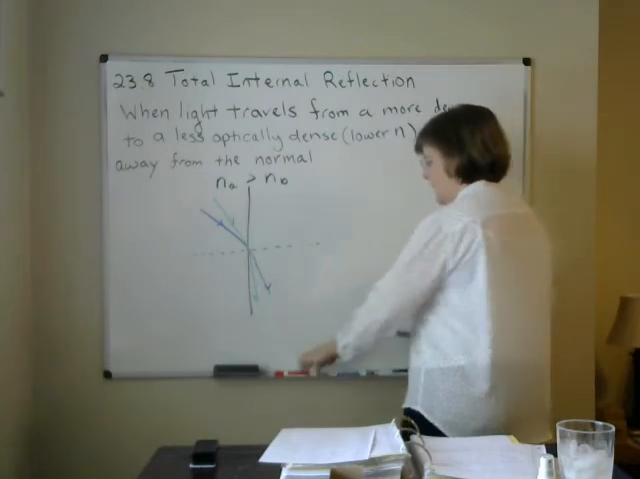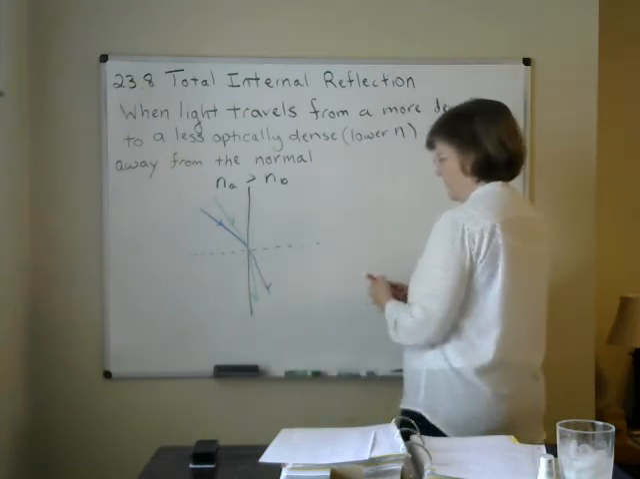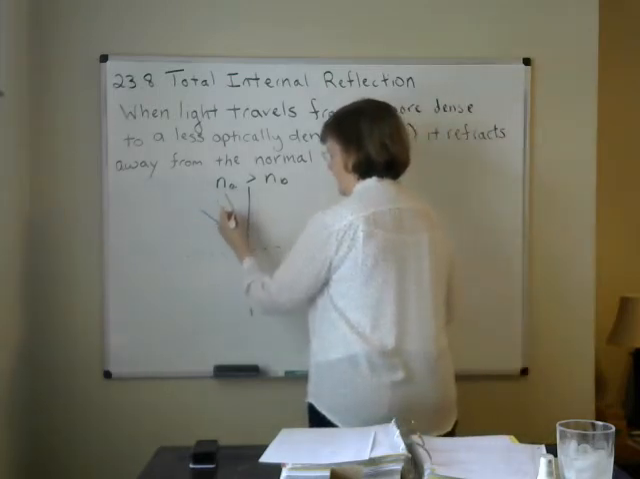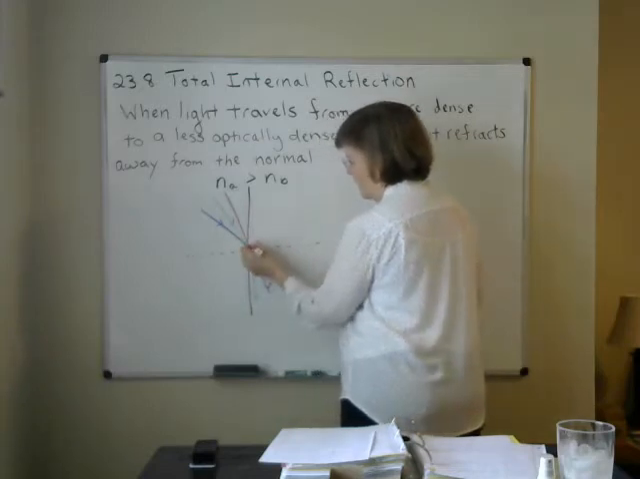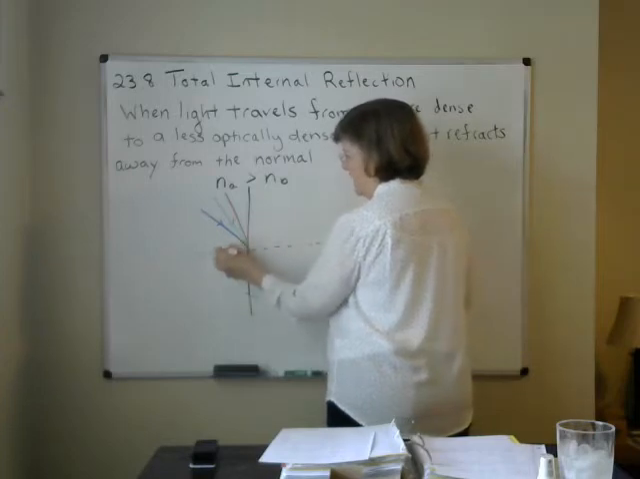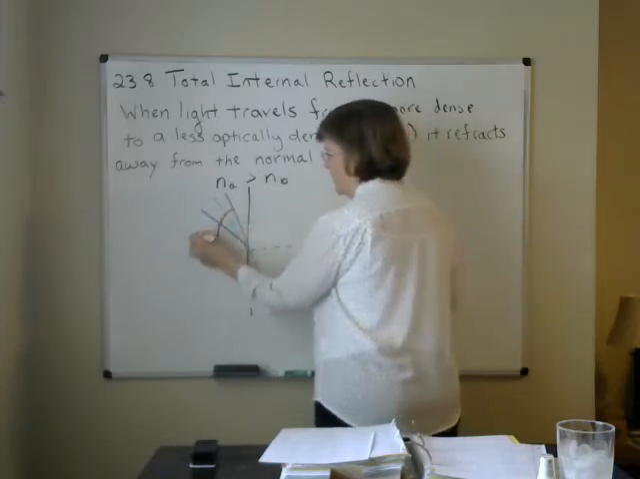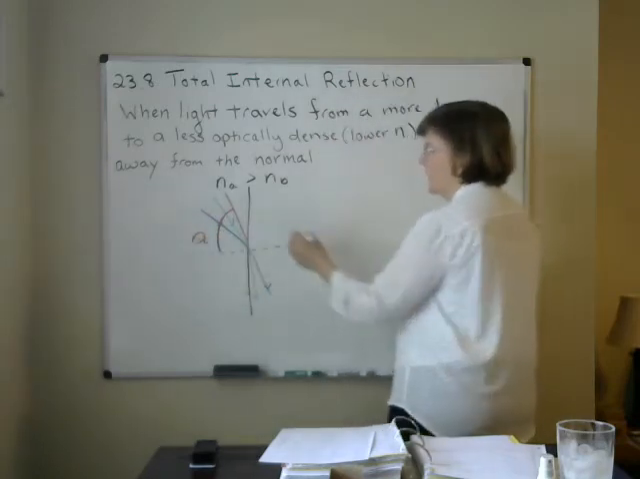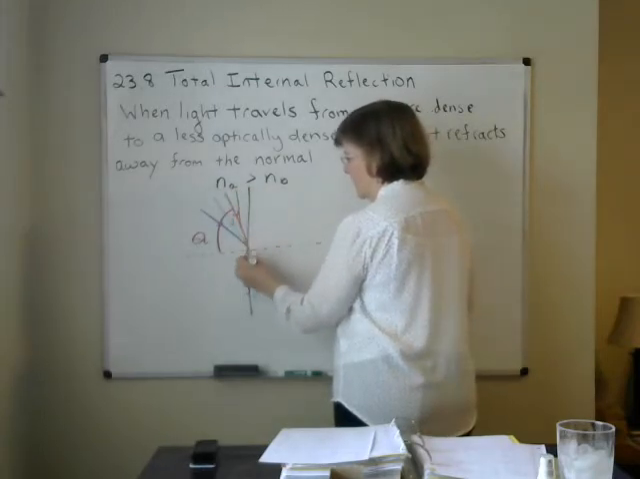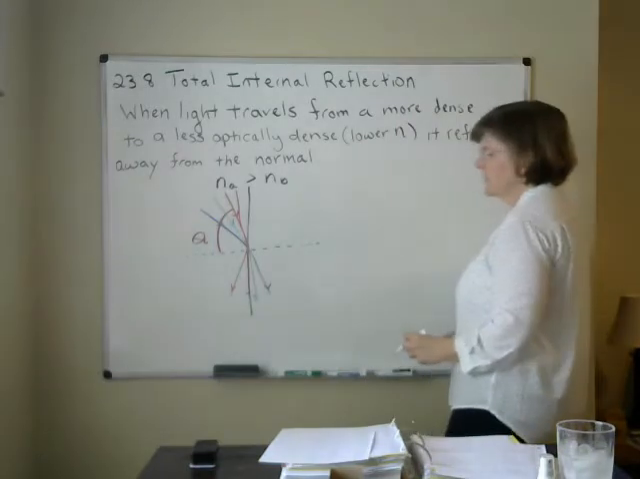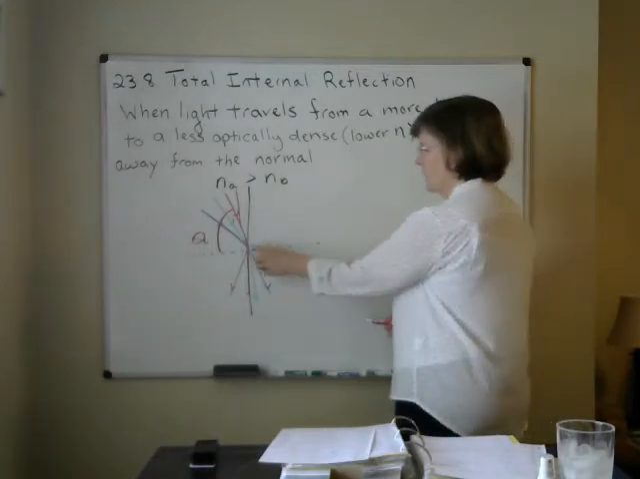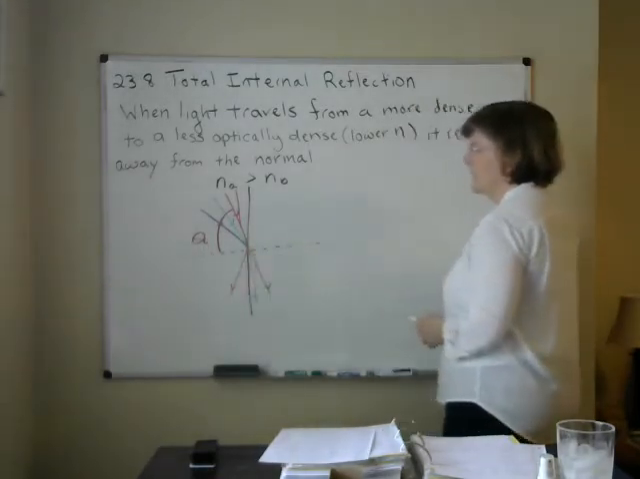If I make that angle even larger, its angle of refraction at some point would work out to be 90 degrees. This is called the critical angle. Anytime light is incident at an angle greater than the critical angle, you get total internal reflection. The light cannot escape because the angle of refraction would be more than 90 degrees.